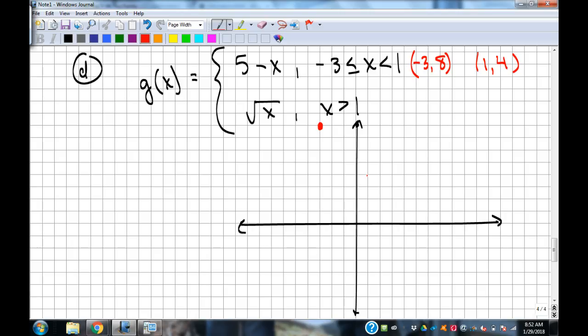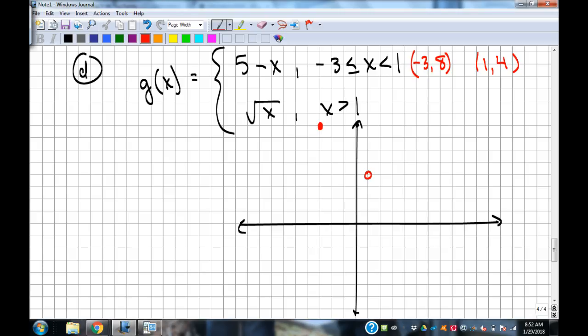Open or filled in? I got 2 different answers. Why? Not equal to, so that's why it's open. Good job. Really open. I'm still trying to be big. There we go. That's better.